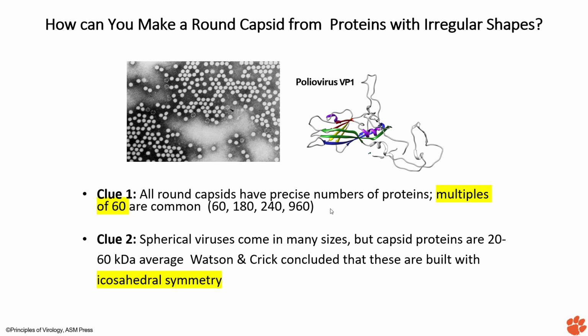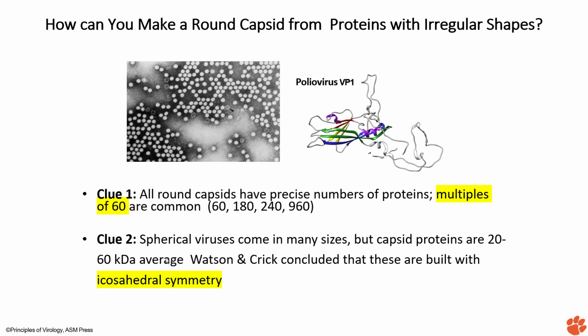And the second clue is that if you have a spherical virus of many sizes, and most of the capsid proteins are between 20 to 60 kilodalton, then they must be made by an icosahedral symmetry. That means they need repeated units of these proteins because they are too small. One protein cannot make that whole virus, and they must have this icosahedral symmetry. What do we mean by that? We will explain that in a second.